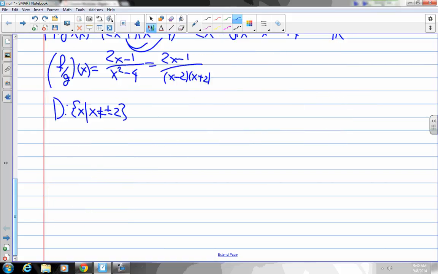What if I go the other way? What if I go g over f of x? So I'm putting g in the numerator, and I'm putting f in the denominator. What is the domain of that?